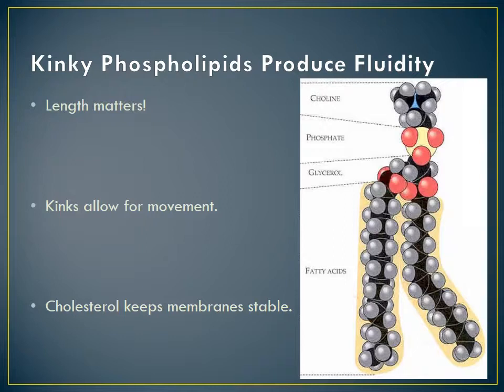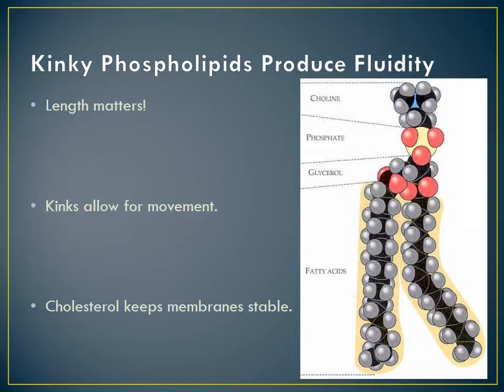Kinks: the kinkier it is, the more fluid. By kinks, remember these phospholipids have a double bond in one of their tails. So if they have a small kink, these things are sort of right next to each other. They're not moving around much. It's sort of like when you're squished into an elevator, shoulder to shoulder. You can't move much. But if the kink is located farther up, suddenly the two phospholipids have to be much farther apart.